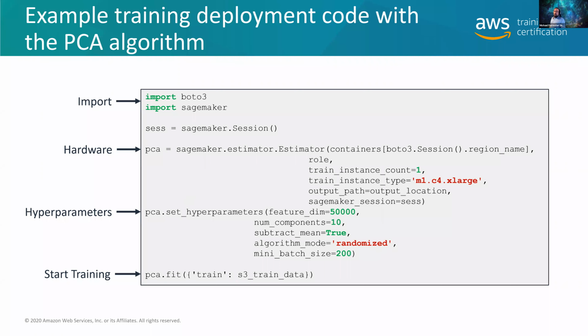Okay, this is the code, right? Then here they're deploying PCA. Notice that all they did was import Boto and they imported SageMaker. Notice that there's the estimator that I was talking about.